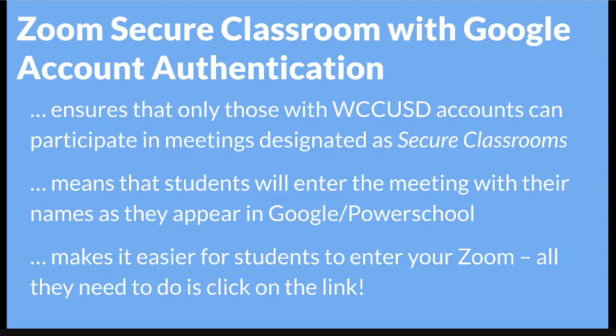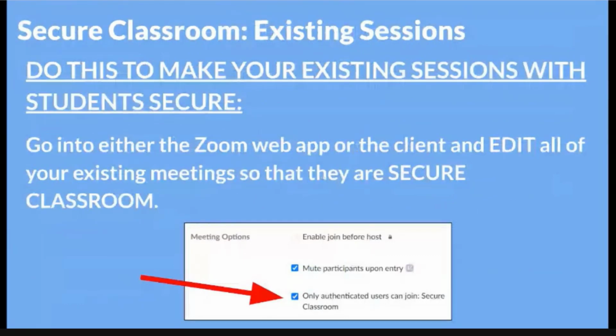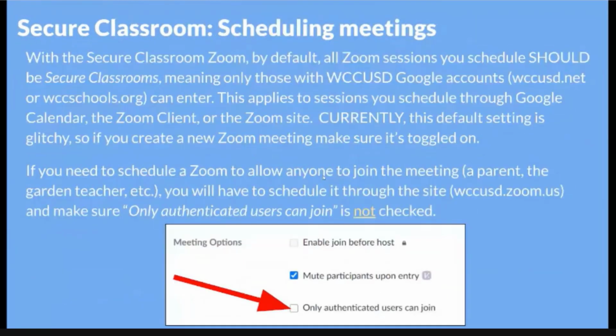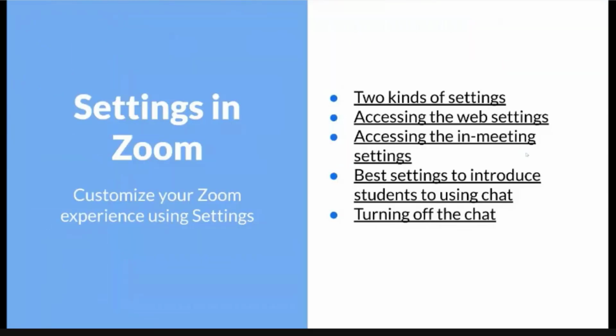However, it makes it a little more difficult. It makes it actually impossible for those who are not within our organization to get in. So keep that in mind. There's a whole bunch of information here about Secure Classroom and how you turn it on. And I really do suggest that you turn it on for meetings that are only going to include people within our organization. So I have all this information. There's a video that I'm not going to show.